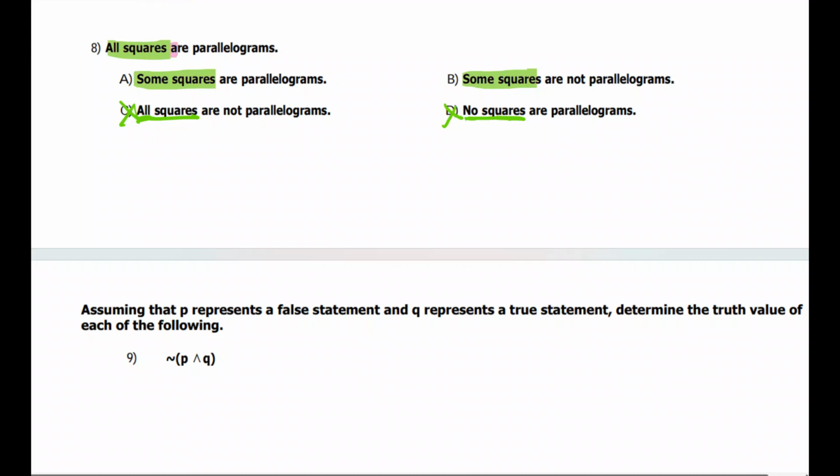The back half is "are parallelograms." To negate "are parallelograms," you would say "are not parallelograms." This one says "are not" also, but we had already eliminated choice C, and choice A still has the words "are parallelograms," so it can't be A. So that would be B.